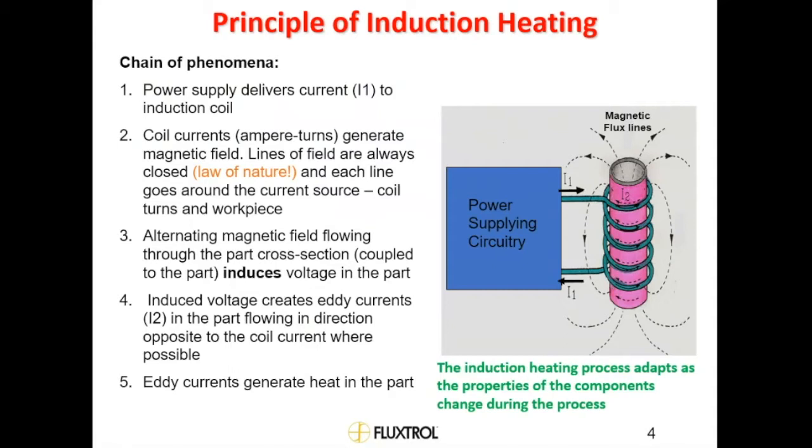When the magnetic fields come into contact with a workpiece, they induce a voltage in that workpiece. That voltage is what drives the eddy currents, which is the source of the eddy current heating, while those magnetic fields are what cause the change in the direction of the domains for hysteretic heating. Those eddy currents and hysteresis heating combine to generate your total energy in the part.